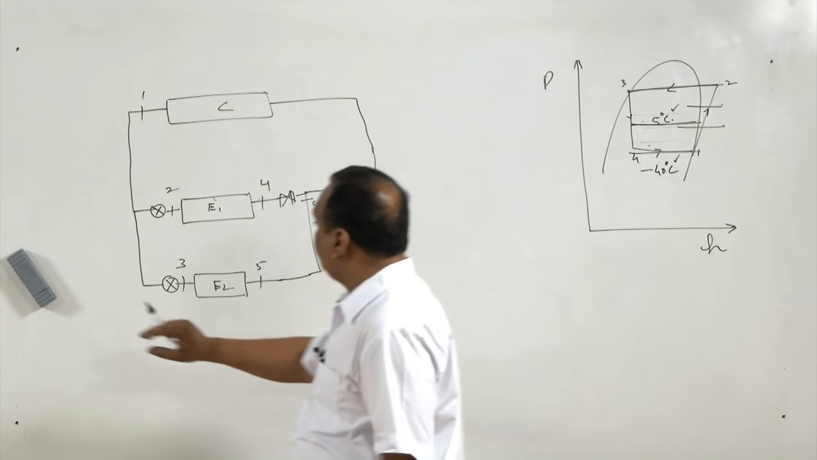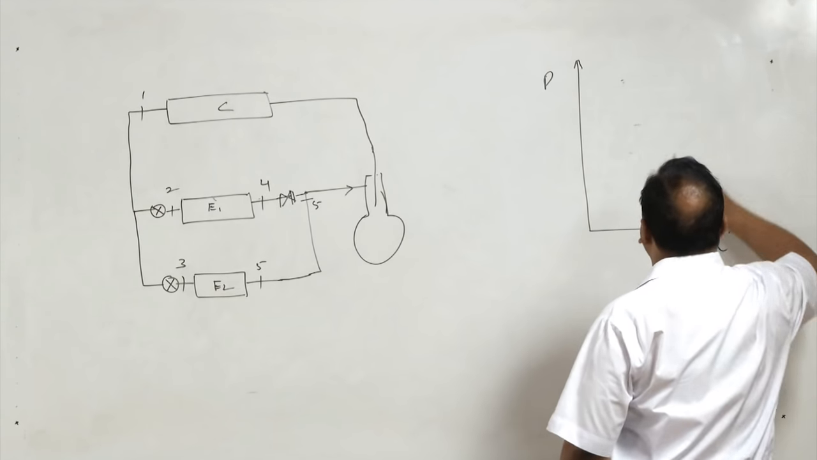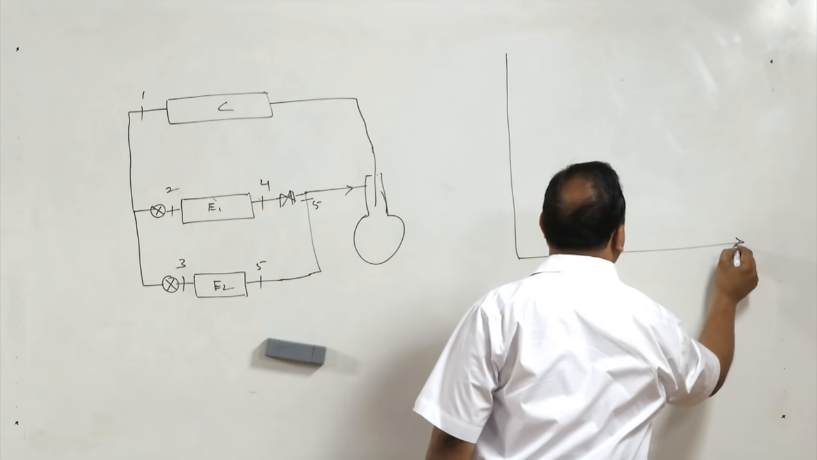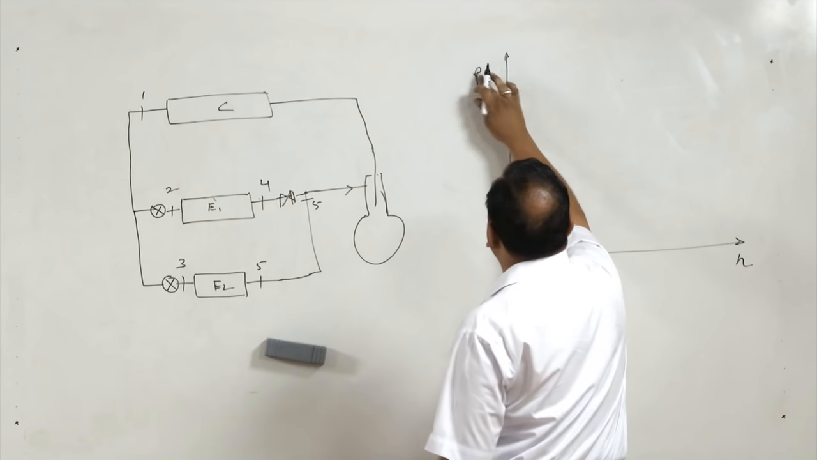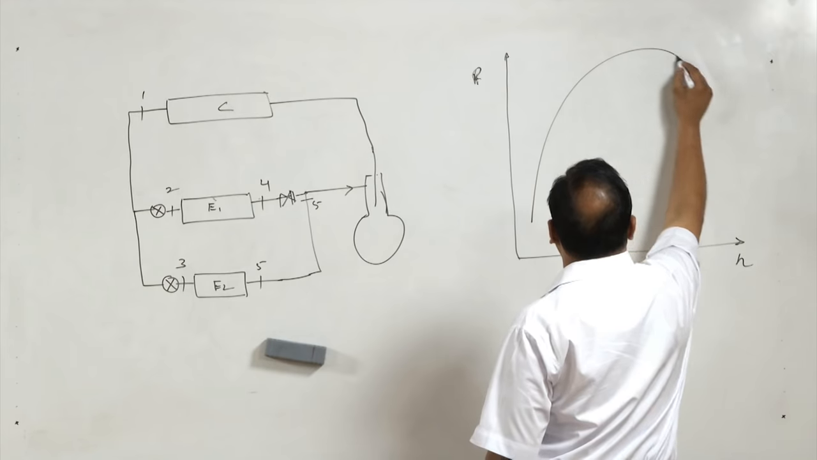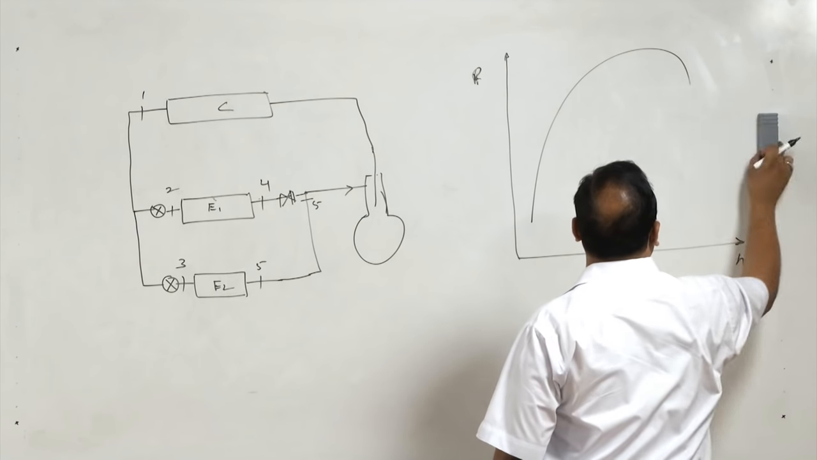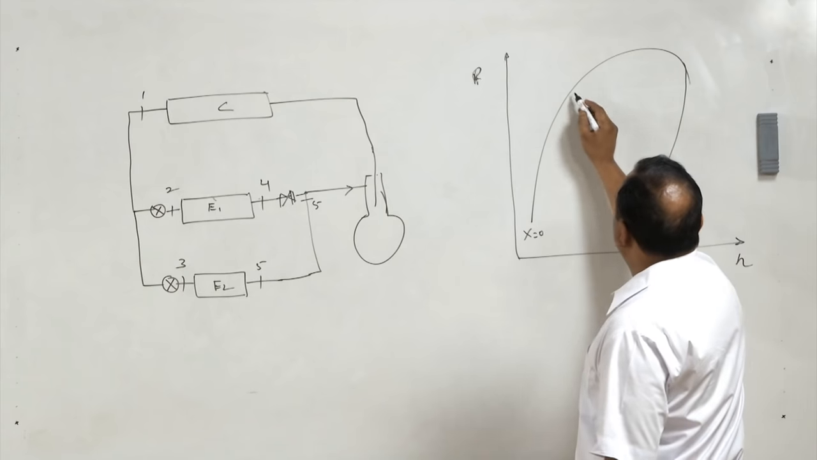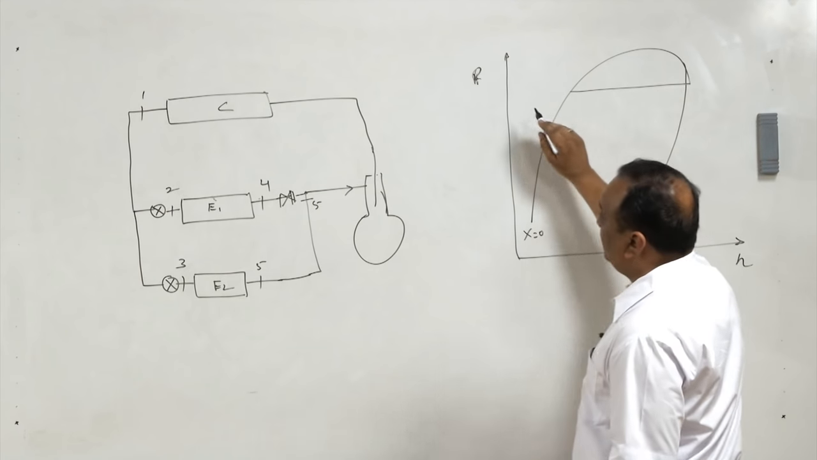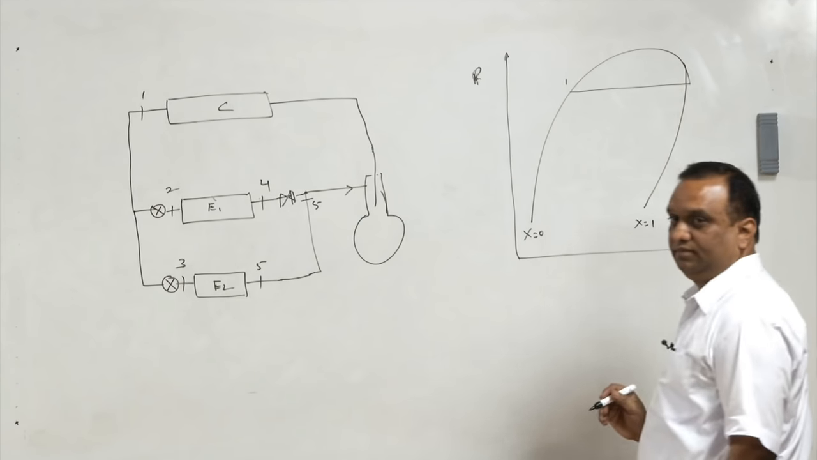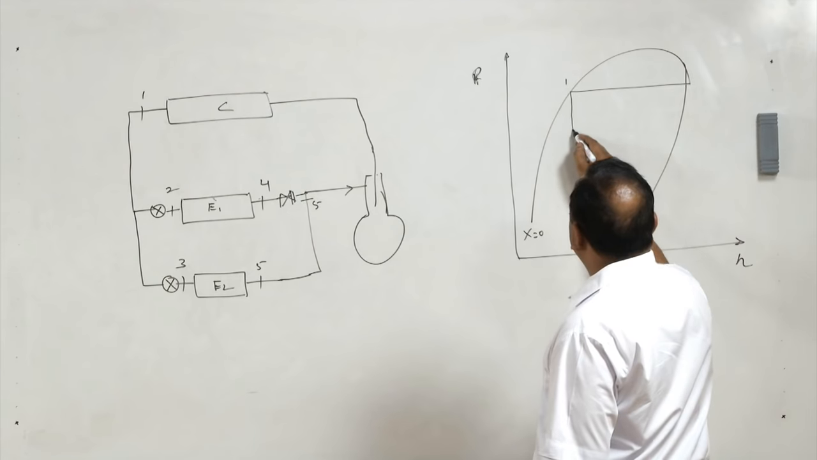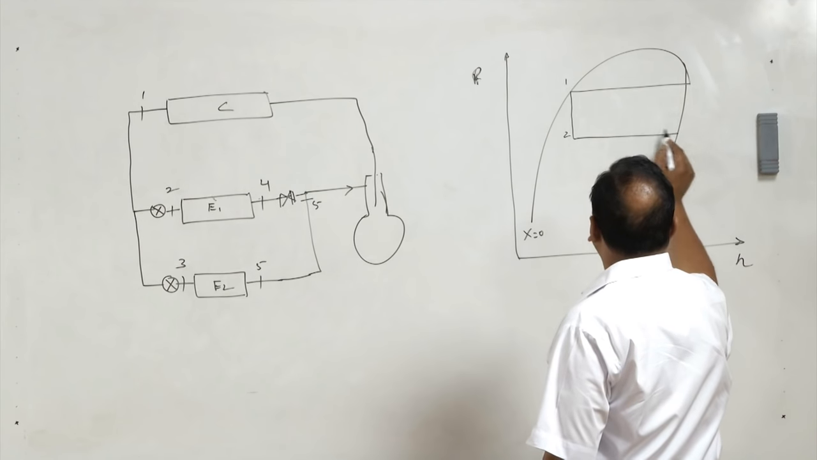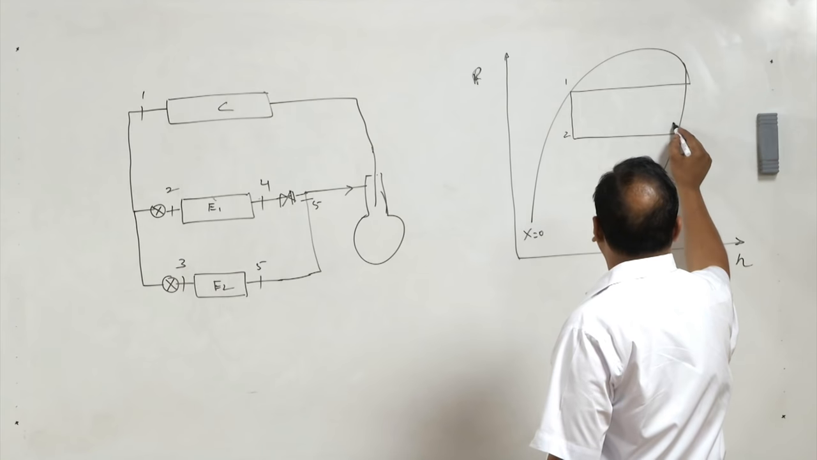Now, if I want to depict this process on a pressure enthalpy diagram, there is a saturation line, X is equal to 0, X is equal to 1. This is the condenser, and at the exit of the condenser the state is 1. Expansion takes place in the first expansion device, and we get state 2. And at state 2, the vapor enters the evaporator and comes out at state 4.